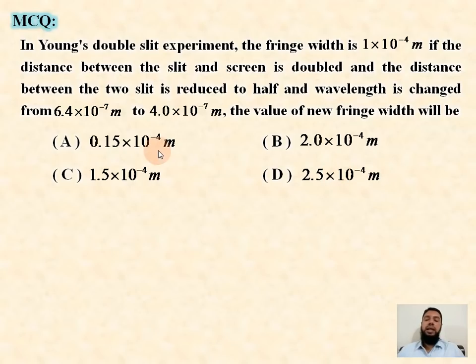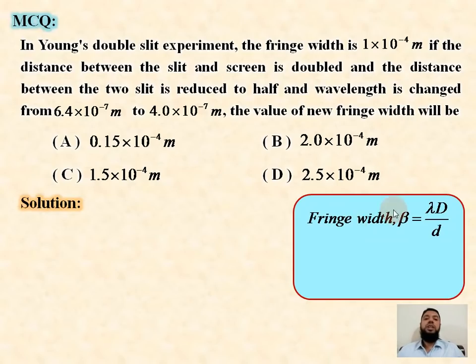ವಿದ್ಯಾರ್ಥಿಗಳೇ, ಹಿಂದಿನ ಲೆಕ್ಕದ ಹಾಗೆ ಈ ಒಂದು ಪ್ರಶ್ನೆಯಲ್ಲೂ ಕೂಡ ಎರಡು ಸಂದರ್ಭಗಳನ್ನು ವಿವರಿಸಿದ್ದಾರೆ. ಮೊದಲನೇ ಸಂದರ್ಭದಲ್ಲಿ ವೇವ್ ಲೆಂತ್ 6.4 into 10 power minus 7 meter ಇದ್ದಾಗ the fringe width is 1 into 10 power minus 4 meter ಆಗಿದೆ. ಎರಡನೇ ಸಂದರ್ಭದಲ್ಲಿ the distance between the slit and screen ಡಬಲ್ ಆಗಿದೆ and the distance between the slits ಹಾಫ್ ಆಗಿದೆ. ವೇವ್ ಲೆಂತ್ ಅನ್ನು 4.0 into 10 power minus 7 meter ಗೆ ಬದಲಾವಣೆ ಮಾಡಲಾಗಿದೆ. ಹಾಗಿದ್ರೆ ಎರಡನೇ ಸಂದರ್ಭದಲ್ಲಿ ಫ್ರಿಂಜ್ ವಿಡ್ತ್ ಎಷ್ಟಿದೆ ಅಂತ ಕಂಡುಹಿಡಿಯಬೇಕು.